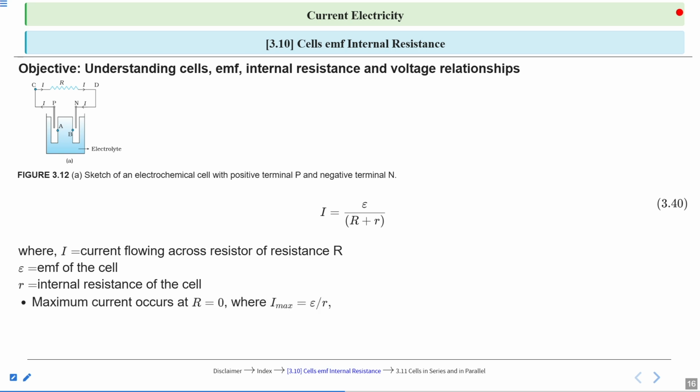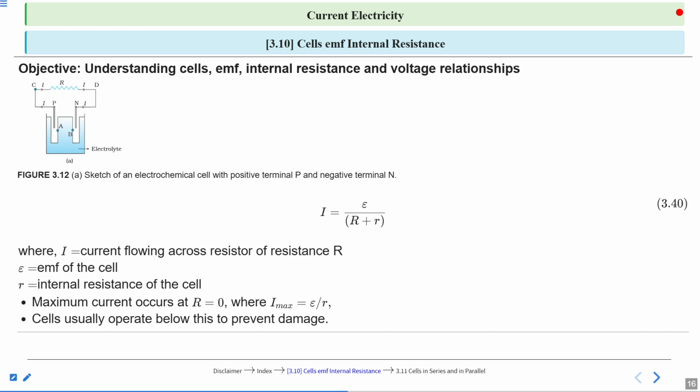Maximum current occurs at R equal to 0. When R equals 0, the maximum current is drawn from the cell. What is the maximum current? When capital R becomes 0 in equation 3.40, it means there is no external resistance connected, only a simple wire across the electrodes, and then maximum current flows through the electrodes. That is I max equal to epsilon upon small r.